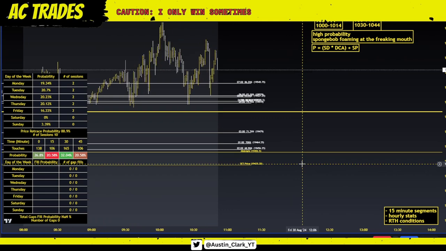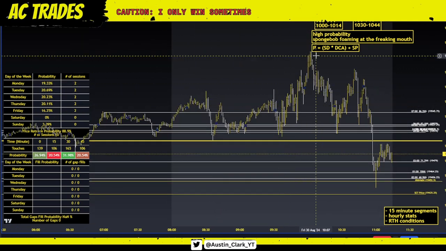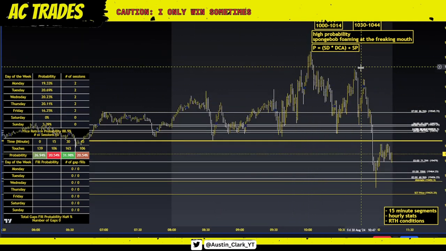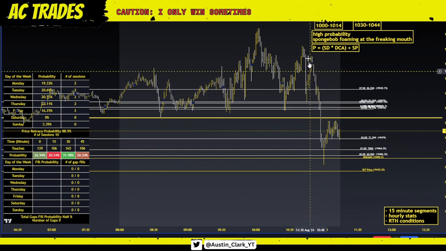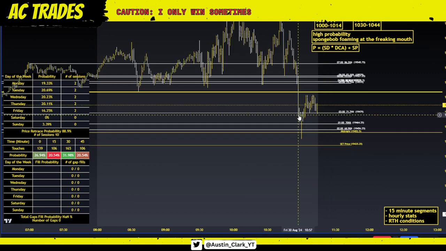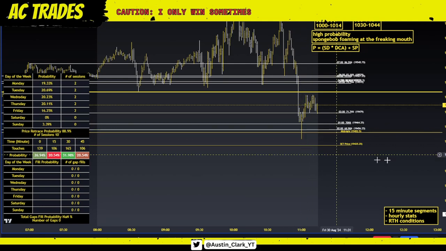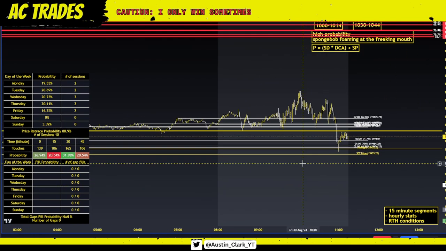We pump up, everybody's long, boom. Everybody's long right here. Everyone was getting in longs here. Slapped you in the face. 100% probability retraced. 71.7% probability retraced. 70% probability retraced. 68.9% retraced. Midnight on a dime gets retraced. Every single data point has now been retraced.